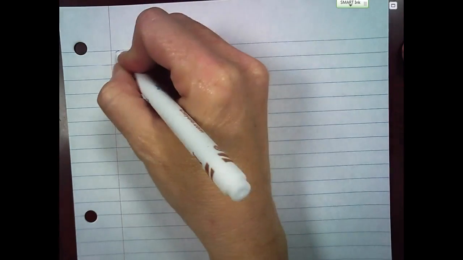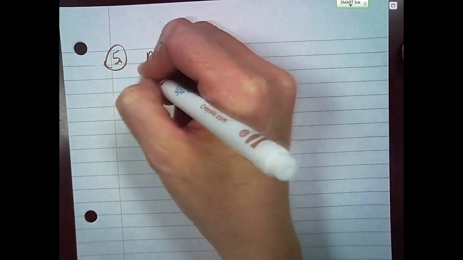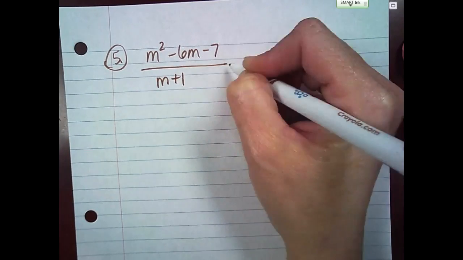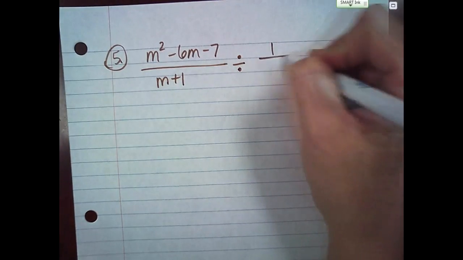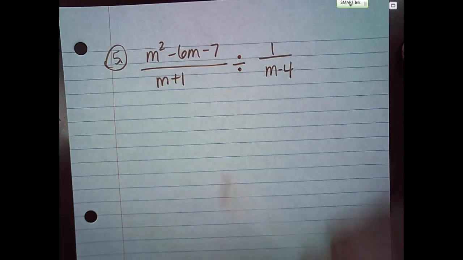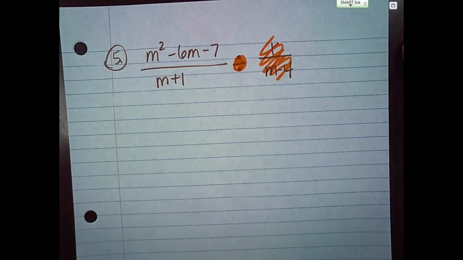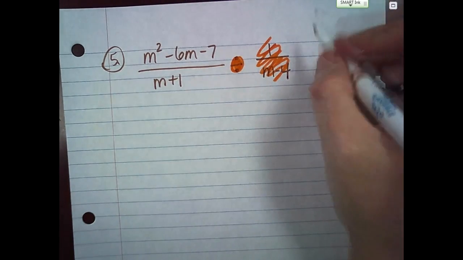Number 5. M squared minus 6m minus 7 over m plus 1 divided by 1 over m minus 4. First things first, I'm going to turn this to multiplication and I'm going to cross this out and flip it. I don't want to make a mistake.